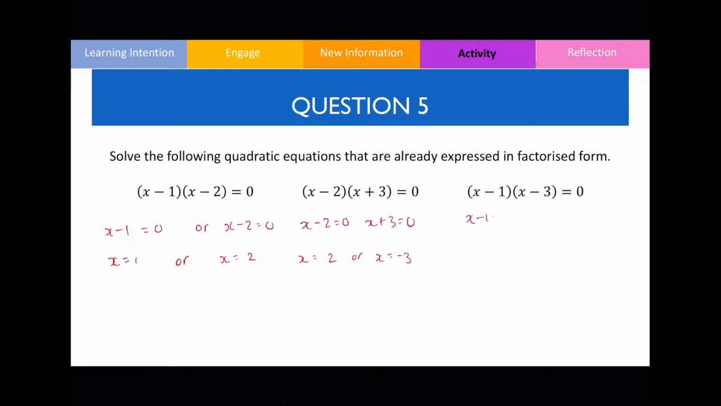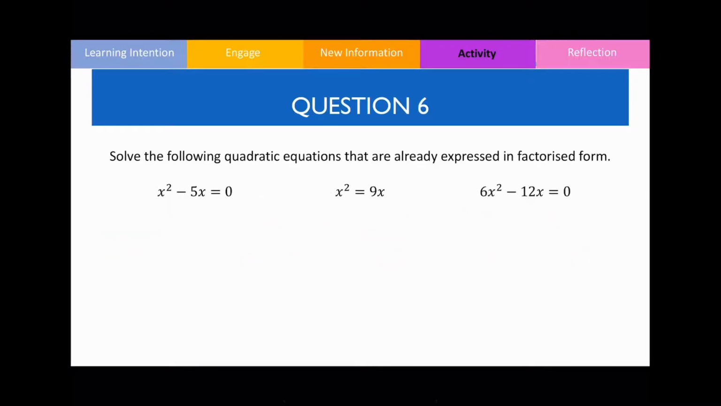This is going to be x minus 1 is equal to 0, or x minus 3 is equal to 0. X is equal to positive 1, or x is going to equal positive 3 in this case. Question number 6, what you need to do is again solve for x. But in order to do these ones over here, what you need to do is try to factorize it first and then use the null factor law, okay?